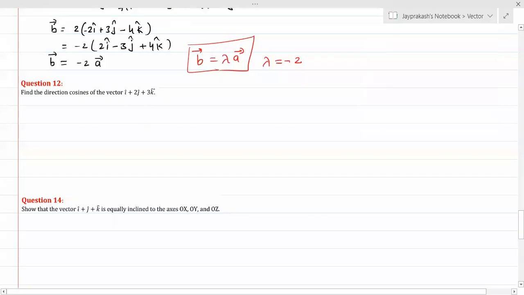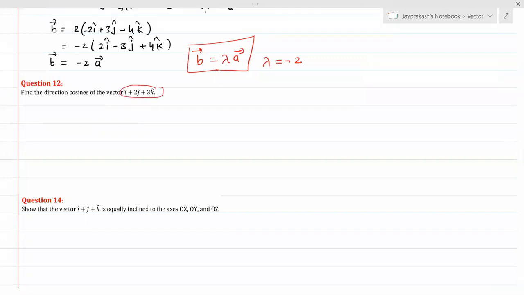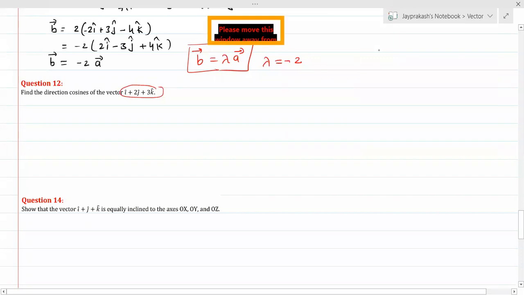If we find the unit vector of the vector 2i plus 2j plus 3k, then from the unit vector can we write the direction cosine of the vector? The direction cosine comes with the combination of the unit vector.